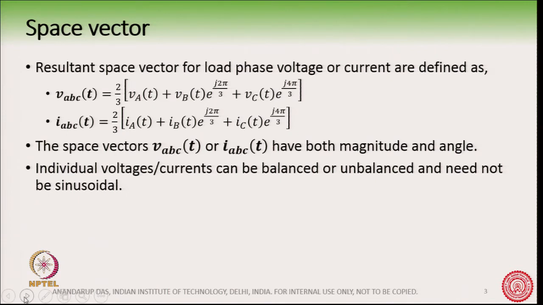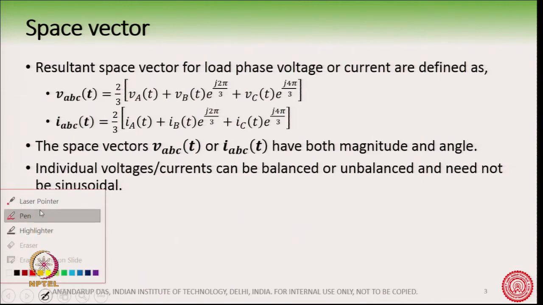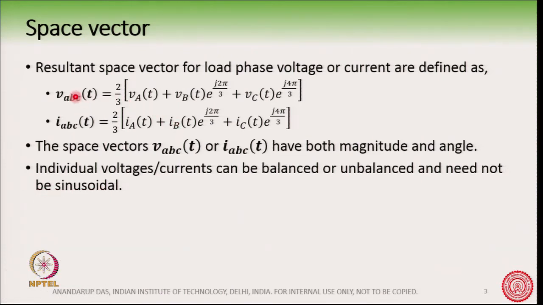So, we have seen earlier that the resultant space vector for load phase voltage or current, or in fact I can say any electrical variable, when you have of course a 3-phase variable, is defined as something which is shown on the screen. Like this, V_ABC(t) is 2/3 [V_A(t) plus V_B(t) e to the power j 2 pi by 3 plus V_C(t) e to the power j 4 pi by 3].